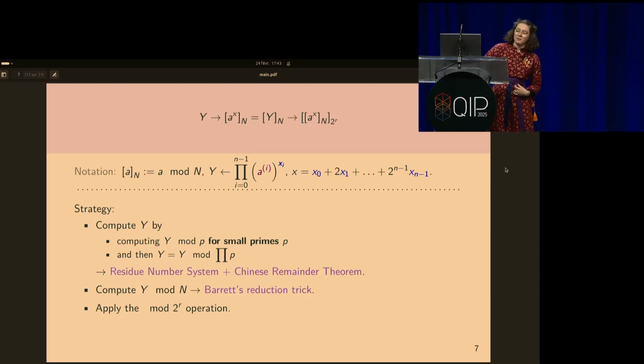Once we have computed y, we will need to compute a modulo operation, which is something quite hard and costly to do on a quantum computer, typically because it's not a unitary operation, as you may know. So in order to compute y modulo big N, we are going to use a computational trick called Barrett's reduction trick that I'm going to introduce later on. And then we just have to apply the modulo 2 to the power of r operation, which is basically free to do since it's a bit truncation. So really, it's not hard to do.